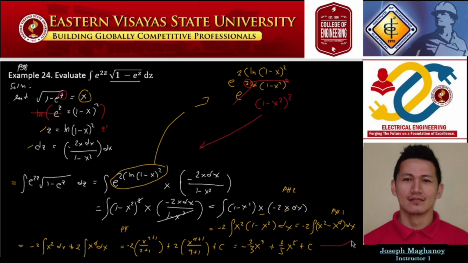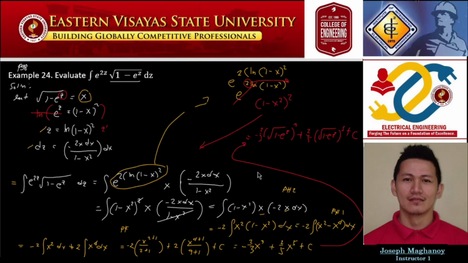Okay, so we recall, that is equal to negative 2/3. What is your x? That is the square root of 1. Your power is cube, so it will become the cube root, plus 2/5, the square root of 1 minus az to the 5th plus c.